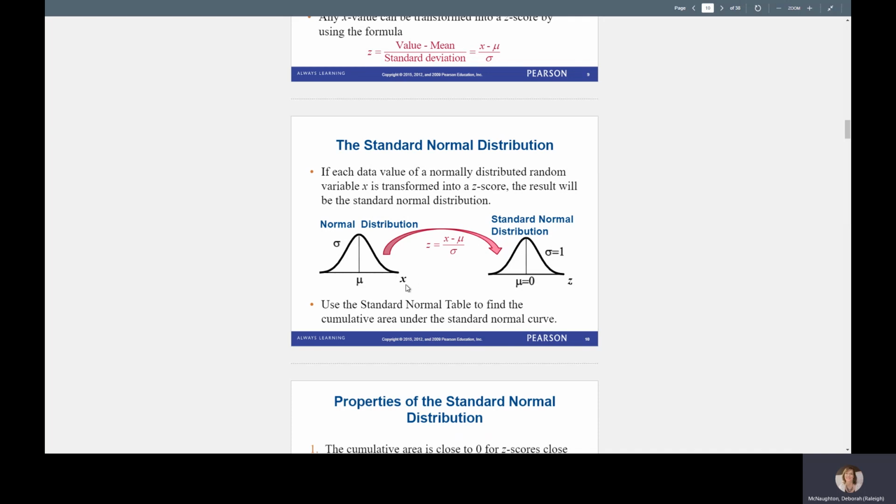And we can transform this entire distribution, all the possible values of X. We can calculate a Z-score for every one of them and transform this using Z equals X minus mu over sigma into a standard normal distribution with mean 0 and standard deviation 1. And then we can use the standard normal table to find the cumulative area under the standard normal curve. And what this is giving us is the percentile, the cumulative area under the curve.